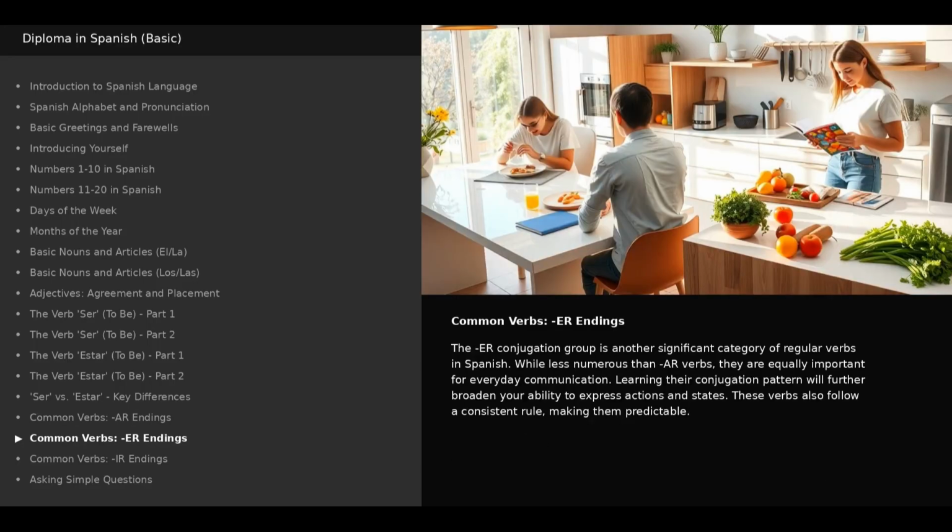Common verbs, ER endings. The ER conjugation group is another significant category of regular verbs in Spanish. While less numerous than AR verbs, they are equally important for everyday communication. Learning their conjugation pattern will further broaden your ability to express actions and states. These verbs also follow a consistent rule, making them predictable.